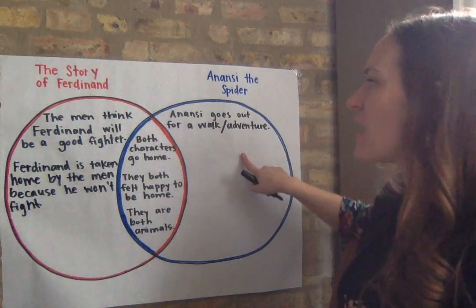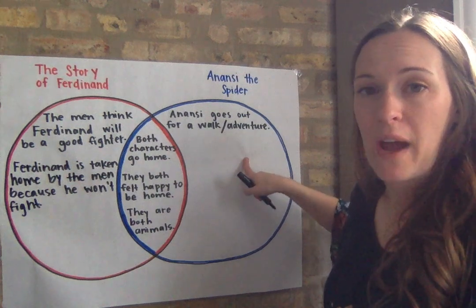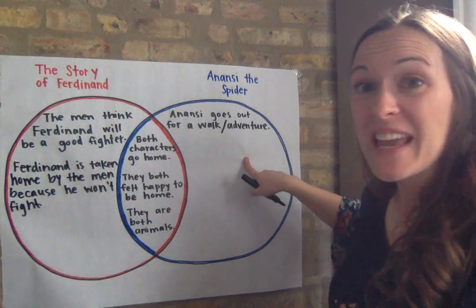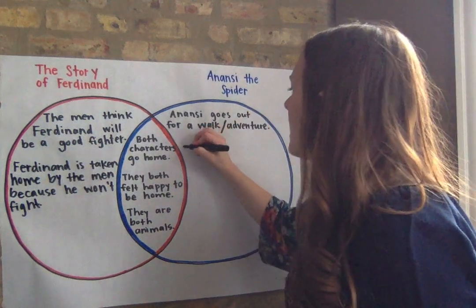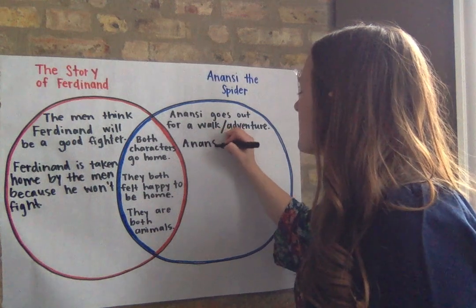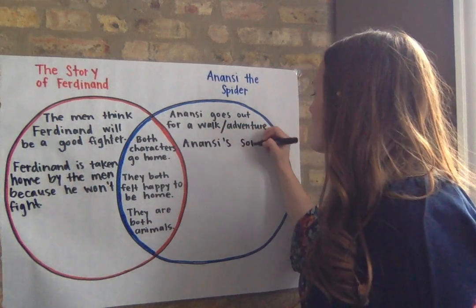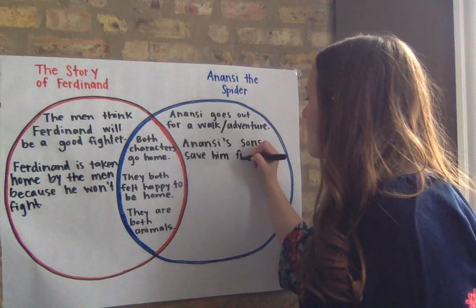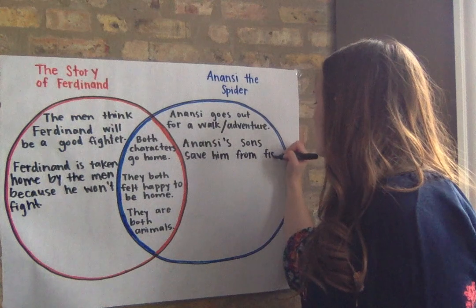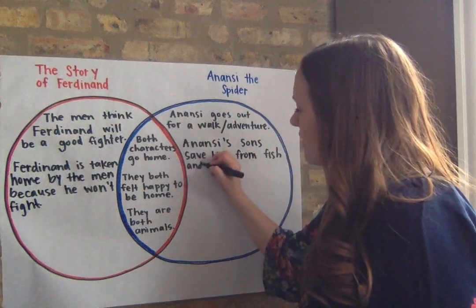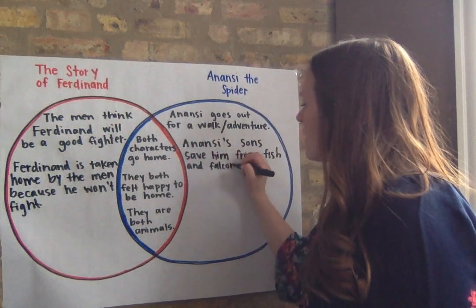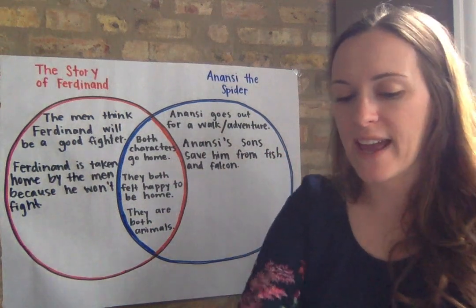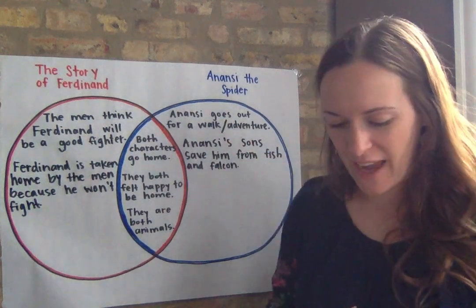Now, Anansi the spider goes home in a different way. He goes home because, what do his sons do? Oh, that's right, they save him and help him get home. Anansi's sons save him from Fish and Falcon. So the two main characters in these stories get home in different ways.